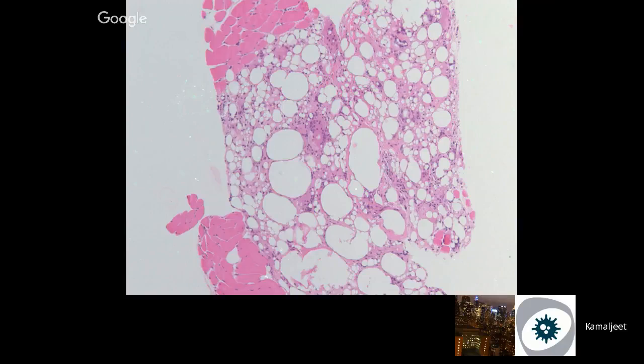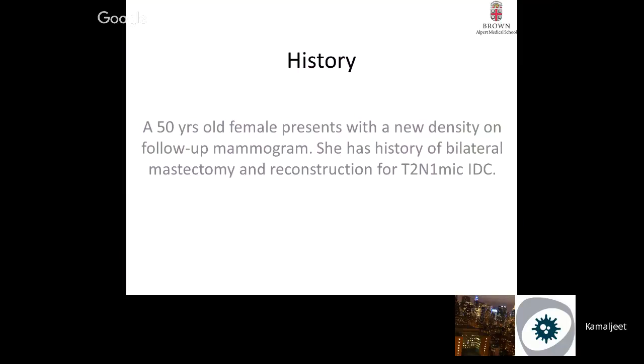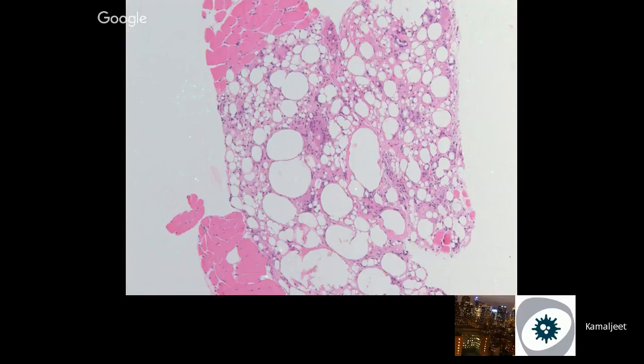So this is the last one. Brief history: the patient has a history of bilateral mastectomy with implant reconstruction and implant placement, and she develops a new density in her breast. And this is a biopsy of the density. I don't know if you have seen a case of silicone mastopathy.